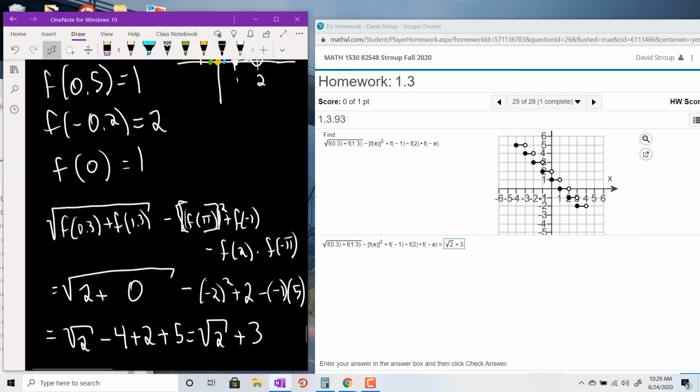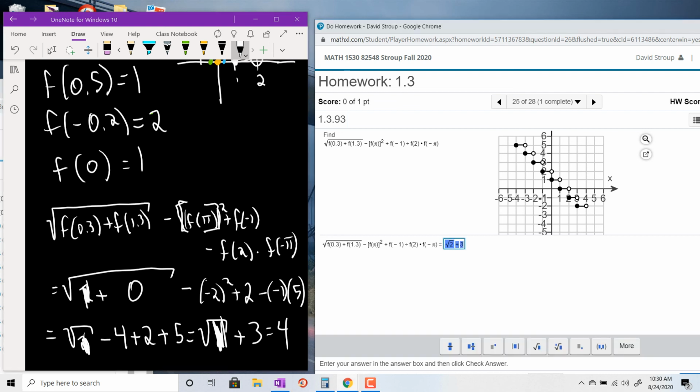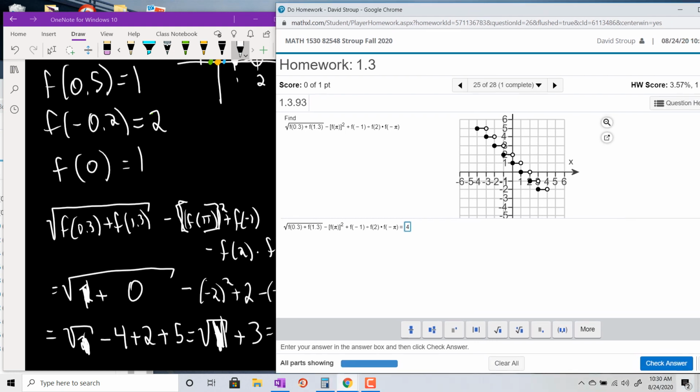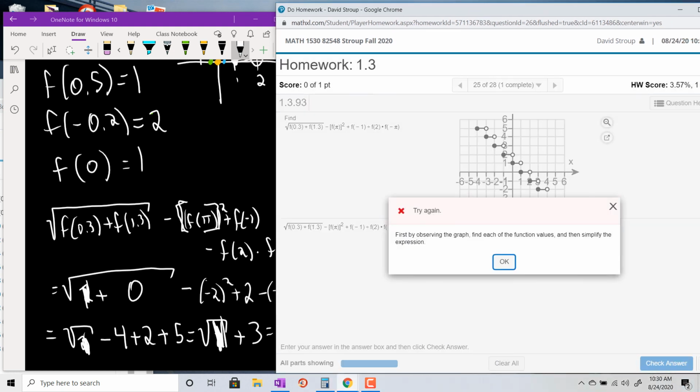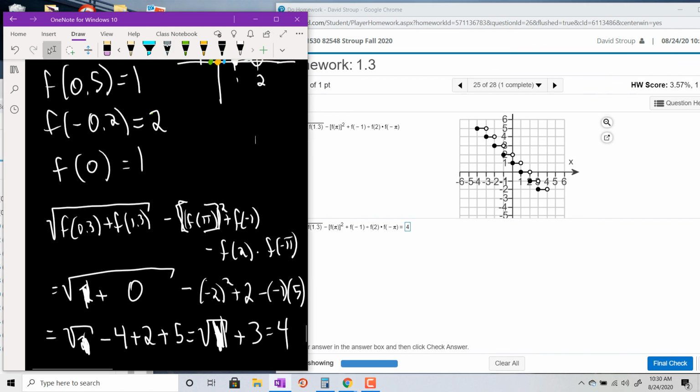So f of 0.3 is definitely 1. Oh, that's what I screwed up. 0.3 is 1, not 2. So this is 1, this will be 1, this will be 1, and so 4. 4 is my answer. Let's try that again. Just to be quick, I'm shooting from the hip here. Okay, so 4. Oh, dear heavens.